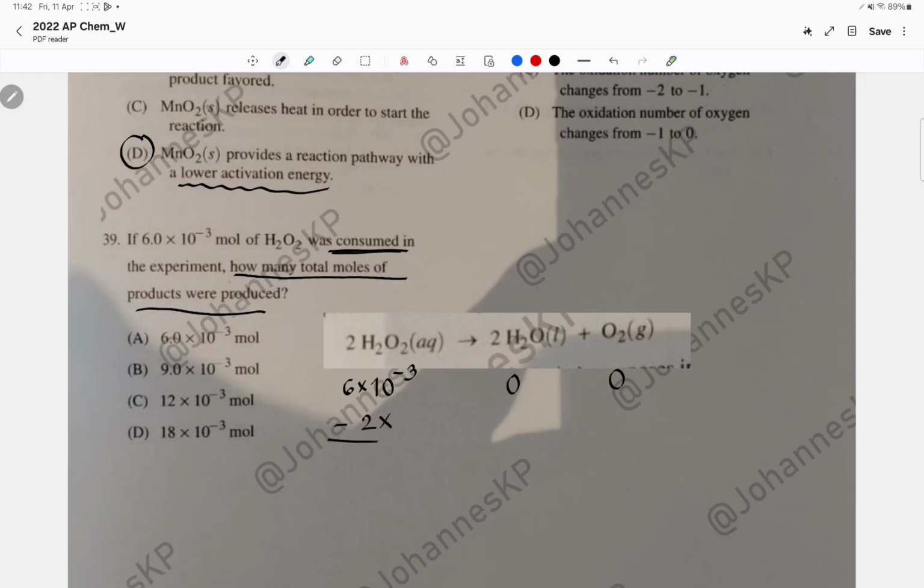Consumed is minus 2x, so it becomes 0. So plus 2x, plus x. You don't understand the 2x and x till now? Look, 39, just go back to 0.